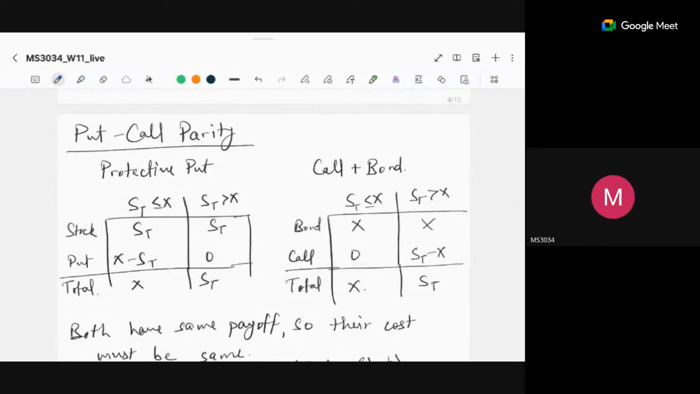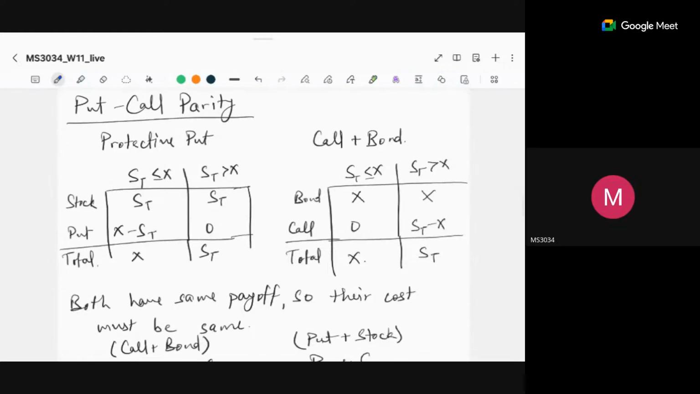So the next topic which was discussed was the put call parity. It is a very important result in our finance theory. So what does this establish? It establishes a relation between call option and put option price, and we will see how it comes out.